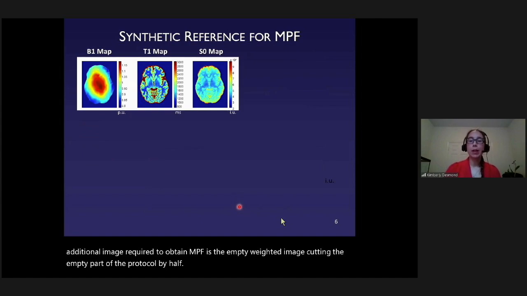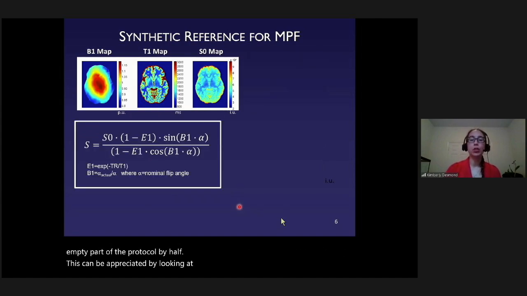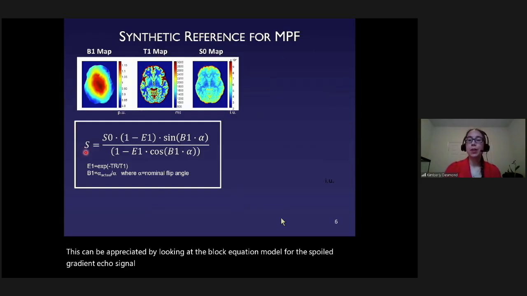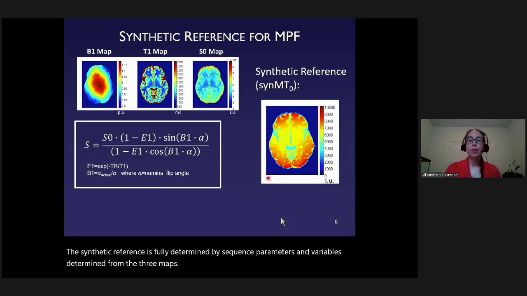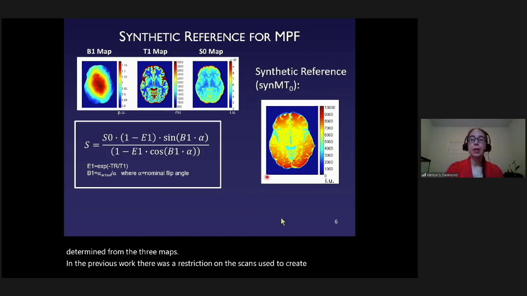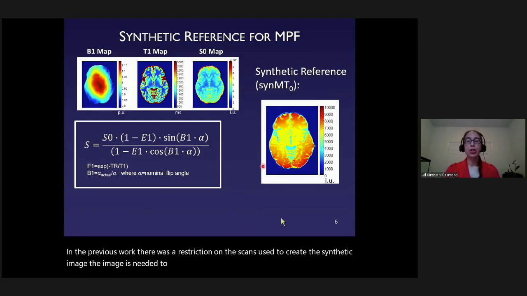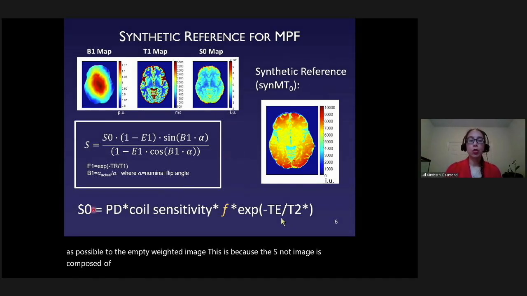This can be appreciated by looking at the Bloch equation model for the spoiled gradient echo signal S. The synthetic reference is fully determined by sequence parameters and variables determined from the three maps. In the previous work, there was a restriction on the scans used to create the synthetic image. The images needed to be acquired with the parameters matched as closely as possible to the MT-weighted image. This is because the S0 image is composed of several factors. The proton density, coil sensitivity, and T2 star are constant, but there is an additional factor, F, which changes depending on the sequence parameters.